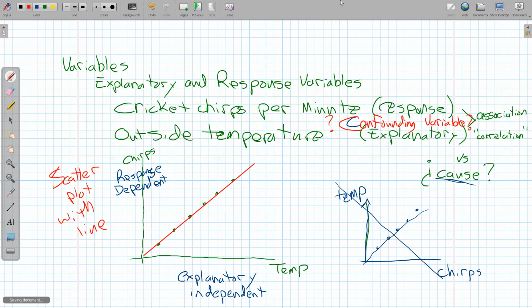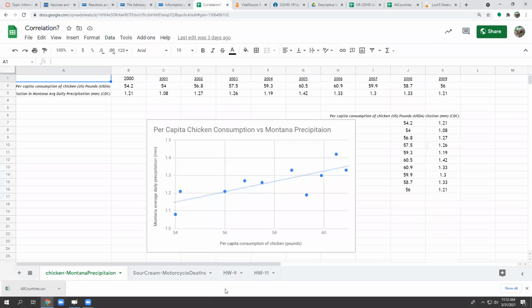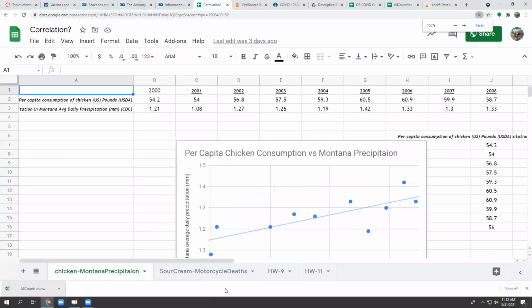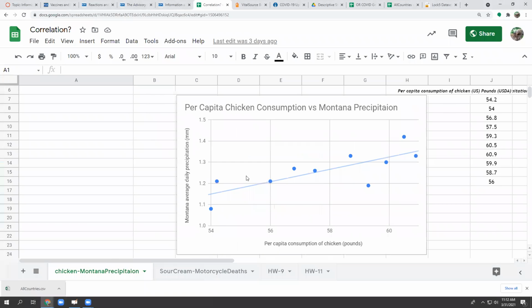All right, so next example. I collected some data. Let me blow this up a little bit. Oops, wrong screen. There we go. All right, so per capita chicken consumption versus Montana precipitation.